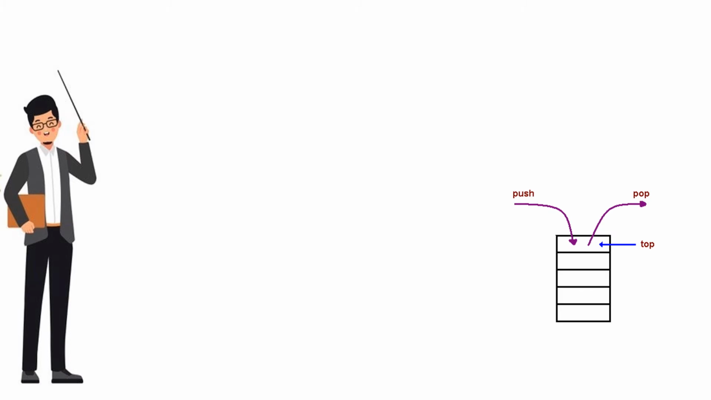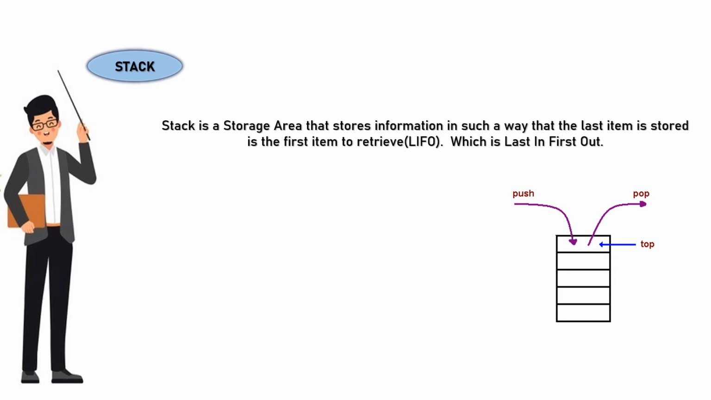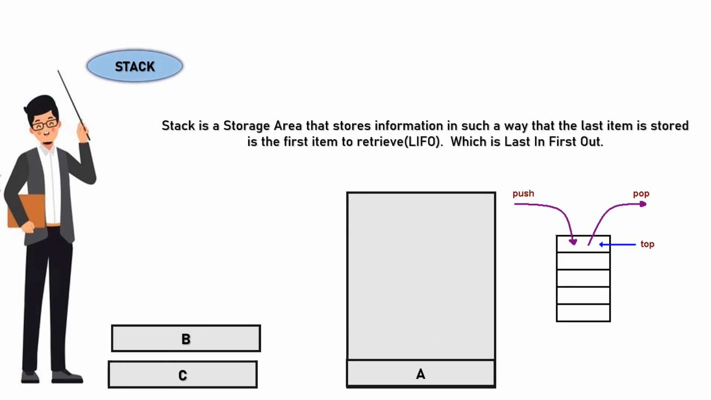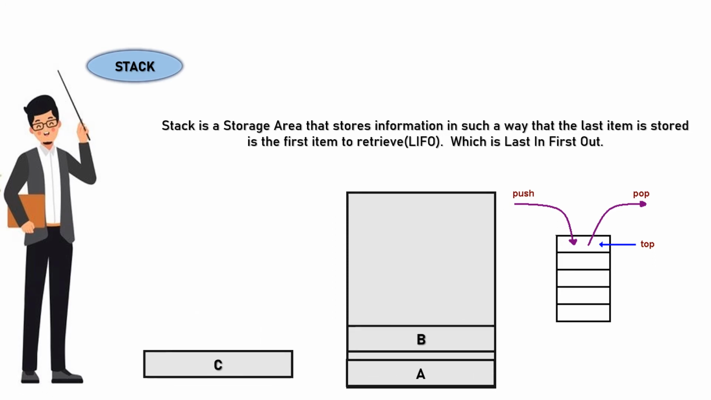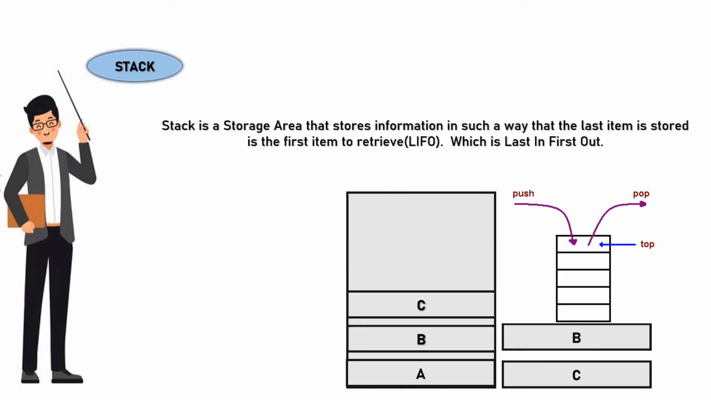Next, coming to another topic, the stack. Stack is a storage area that stores information in such a way that the last item stored is the first item retrieved, LIFO, which is last in first out. Let's consider an example for a stack that consists of A, B, C, where A is stored first, then B, then C. Now if you want to remove an element from the stack, initially we need to remove C, because it was stacked last. So at first we have to remove it, then later B, then next A. Here we can say this is the best example for last in first out.